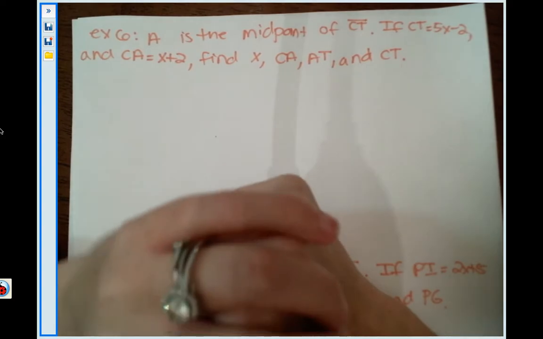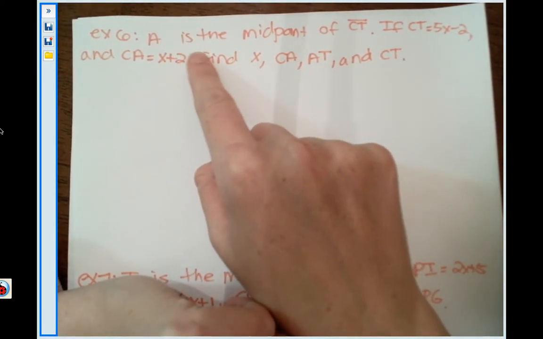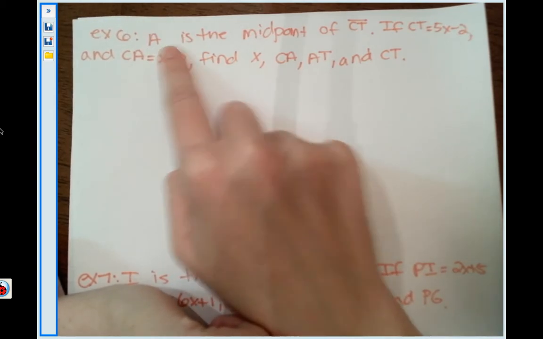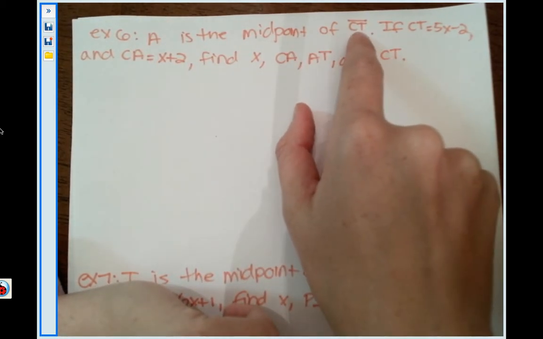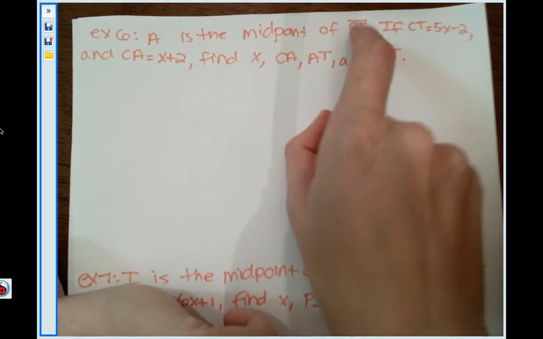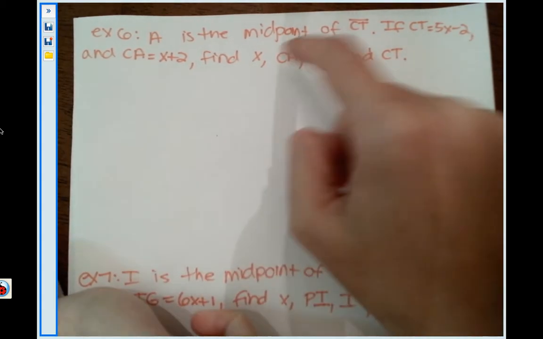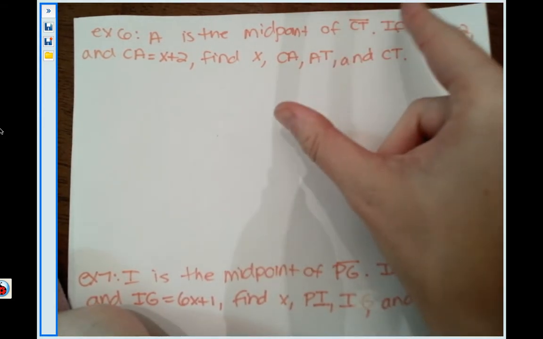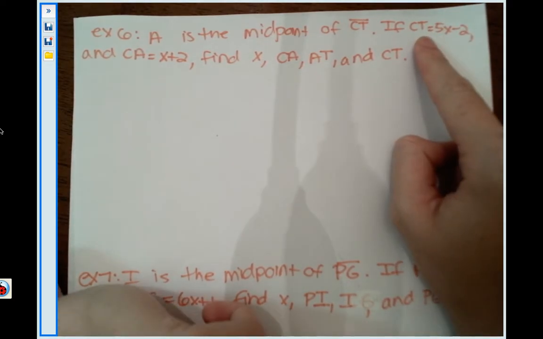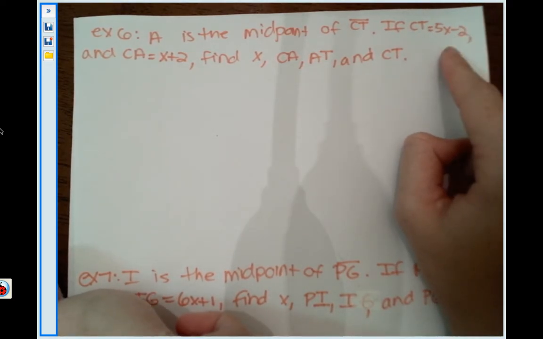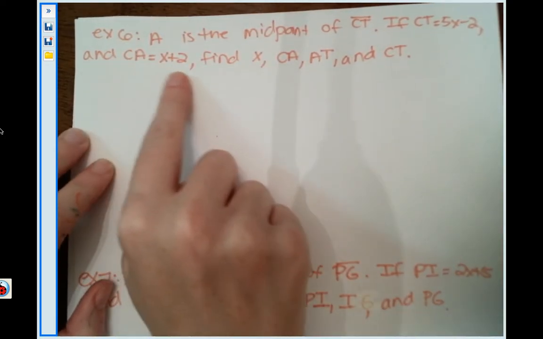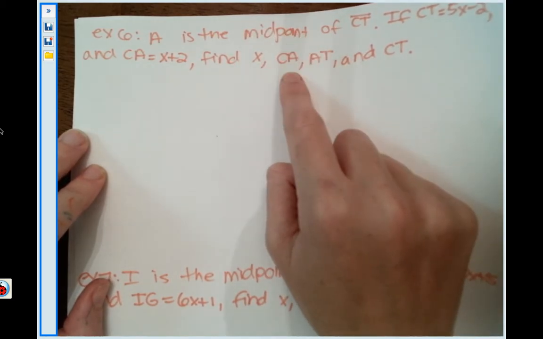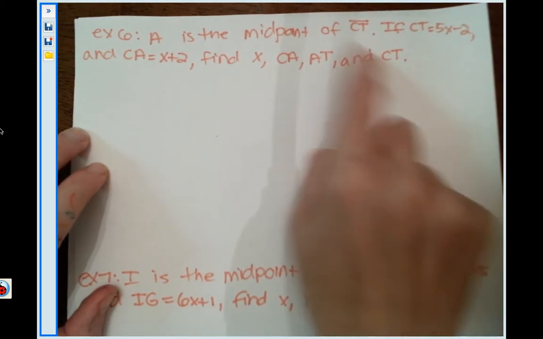So example 6 says, if A is the midpoint of CT, so point A is the midpoint of segment CT. That little line above without the arrows means segment, and remember, without the line, we're talking about the measure of the actual segment. So if the length of segment CT equals 5x minus 2, and the length of CA is x plus 2, find x, then find CA, AT, and CT. So we have a lot to solve for.